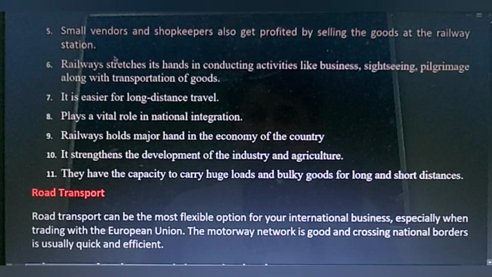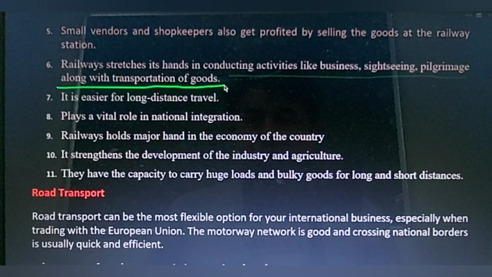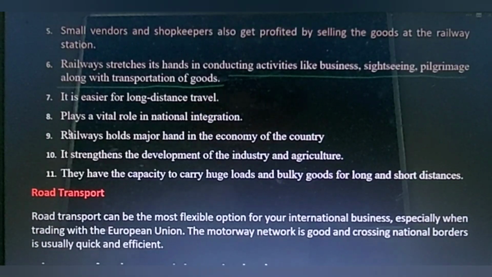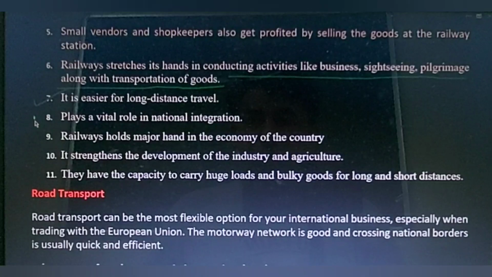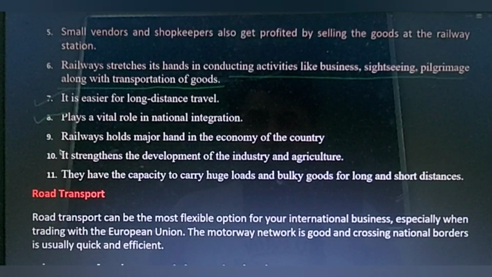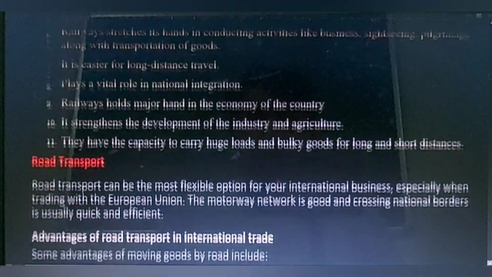Then railway stretches its hands in conducting services like business, sightseeing, pilgrimage. So all these facilities are also provided by the railways. Then it is quite easier for long distances, and it plays a vital role in national integration. So like that, ये बहुत ही common topic है. Like you can write a lot of points on this.